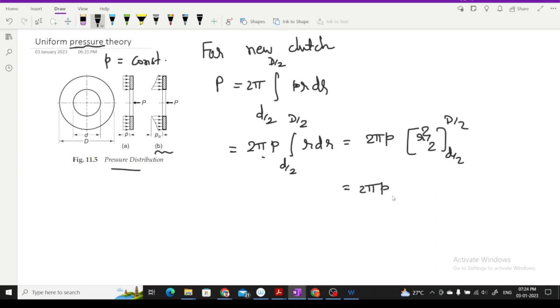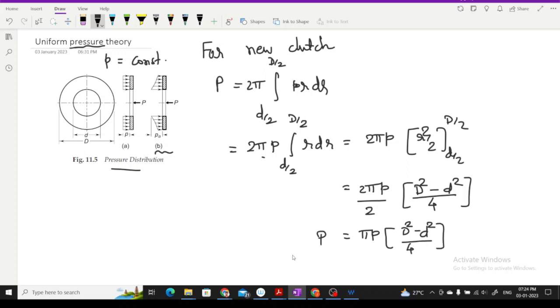So it will give you this 2 you can take out, right? You get p by 2, and r square will be D square by 4 minus d square by 4, right? So basically you will get pi p into (D square minus d square) by 4. This is your total force in case of uniform pressure theory.